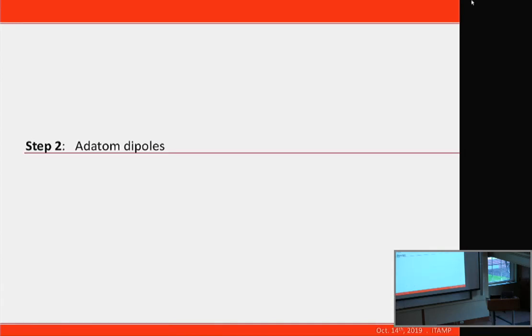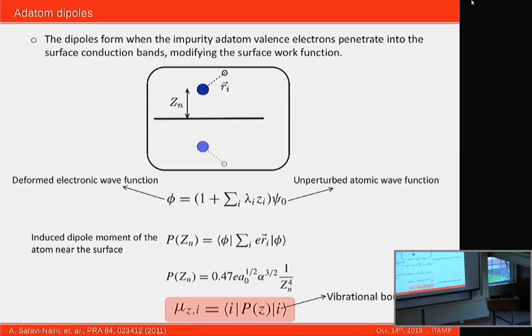So now we want to make a dipole out of this. If this atom is approaching the surface, the intuitive idea is that the valence electron of this ion is going to penetrate into the conduction band and disturb the wave function of the surface, and then that disturbance makes the wave function of the surface change, and so on and so forth. So you can use this variational ansatz, and if you know the unperturbed wave function of the system, you can get the deformed electronic wave function. And then you can generate this approximate induced dipole moment operator. If you do it for a known element like hydrogen, then you can modify it for a generic term of any atomic system.